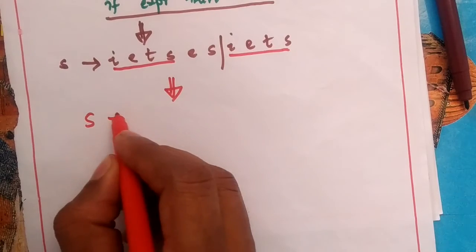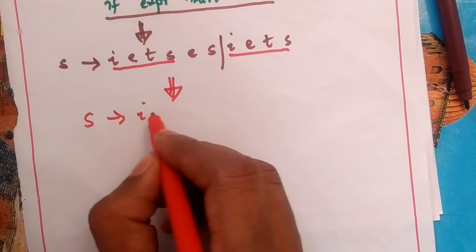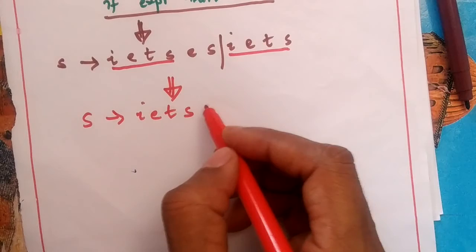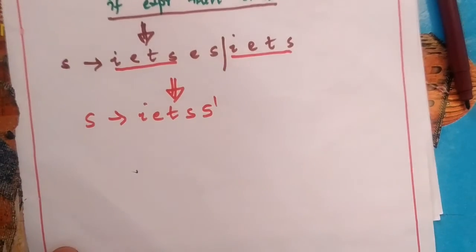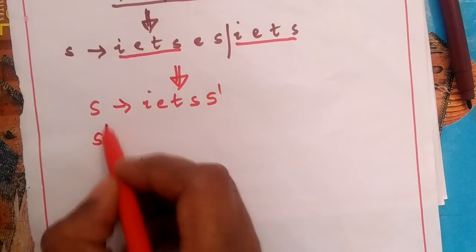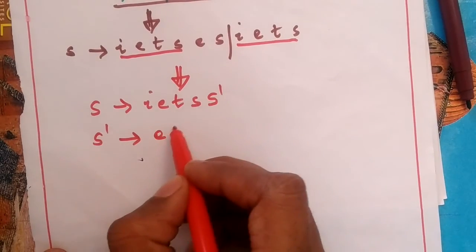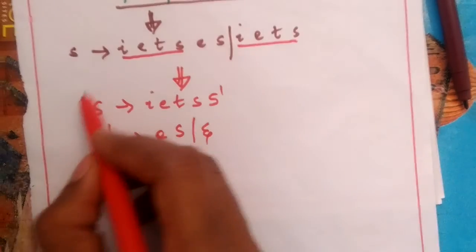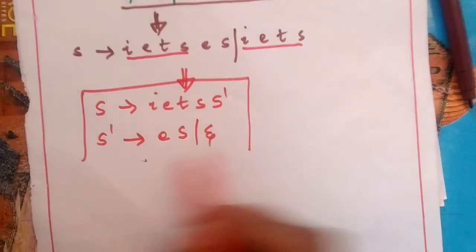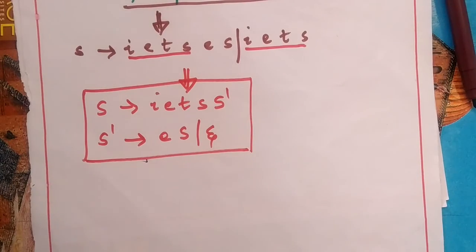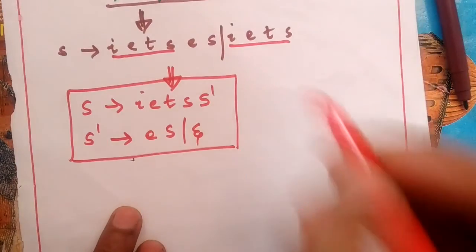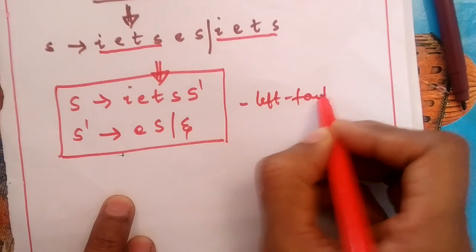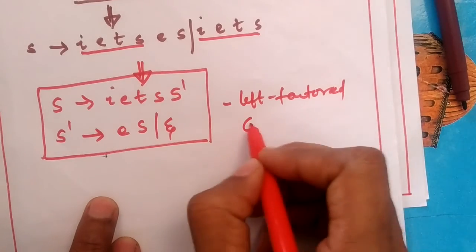S gives i E t S S dash, S dash gives e S or epsilon. This is the equivalent grammar, and now it is left factored. So this is the left factored grammar.